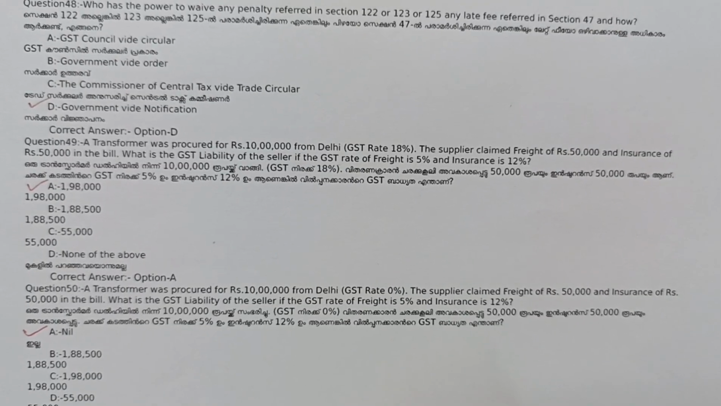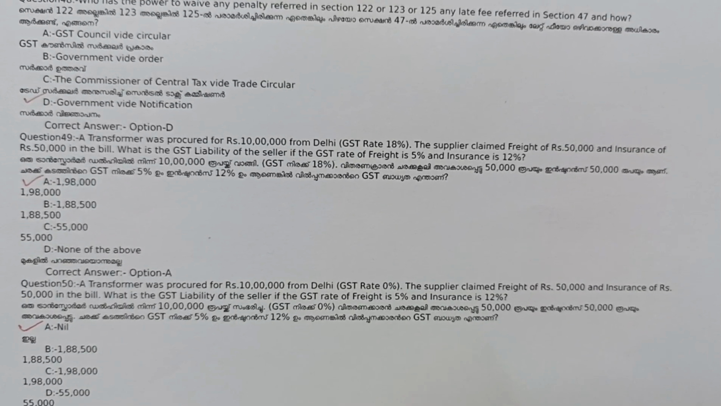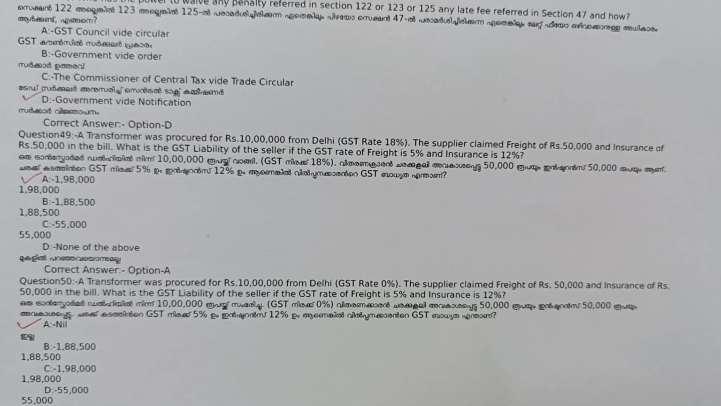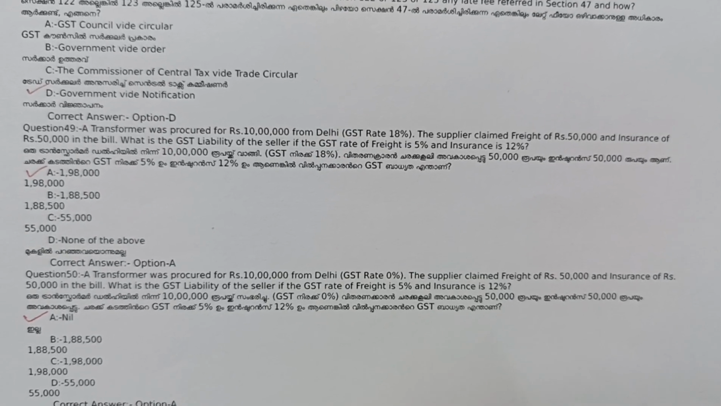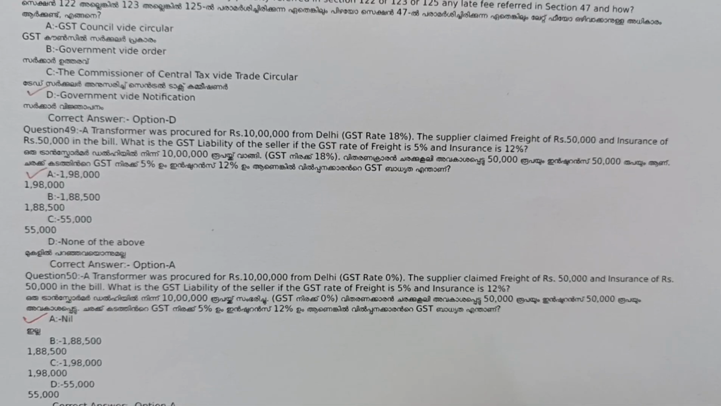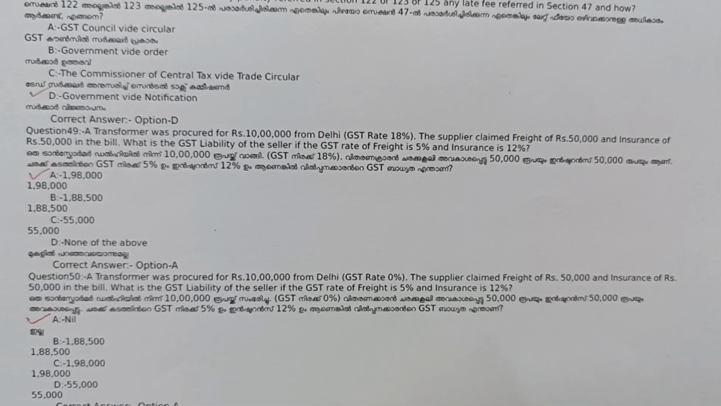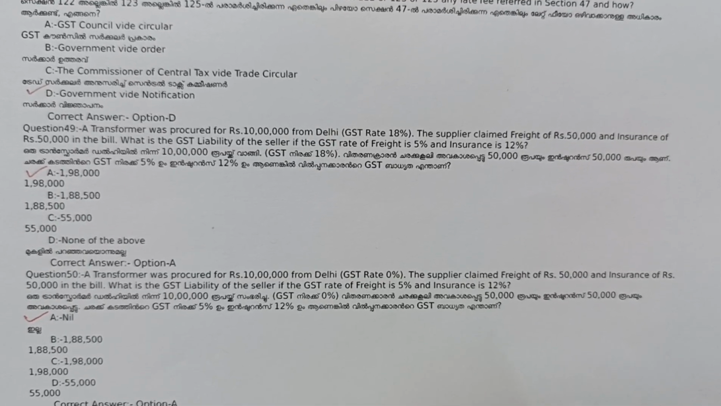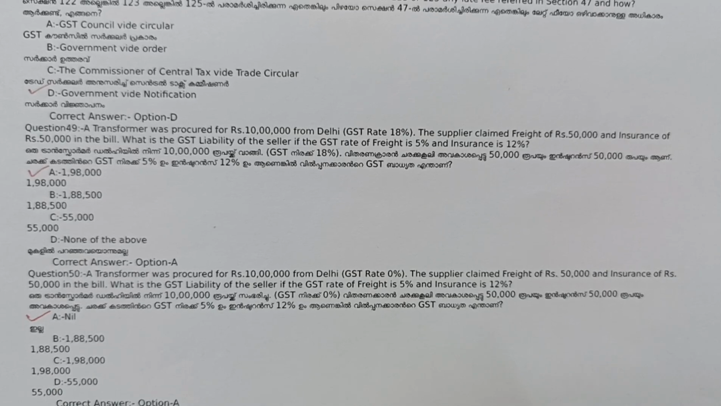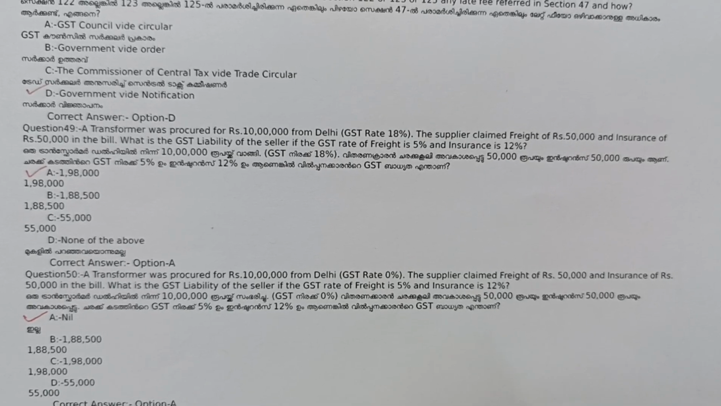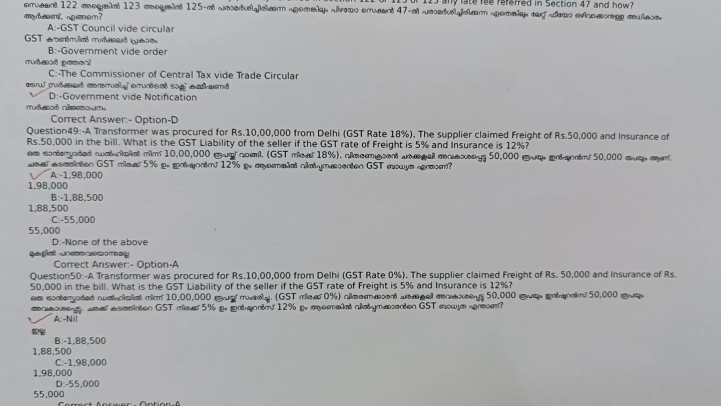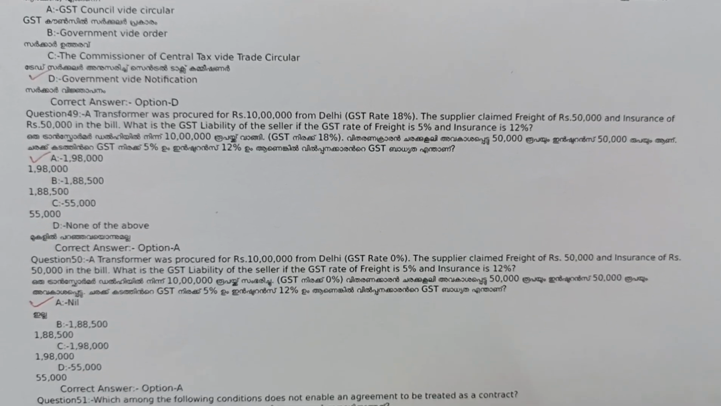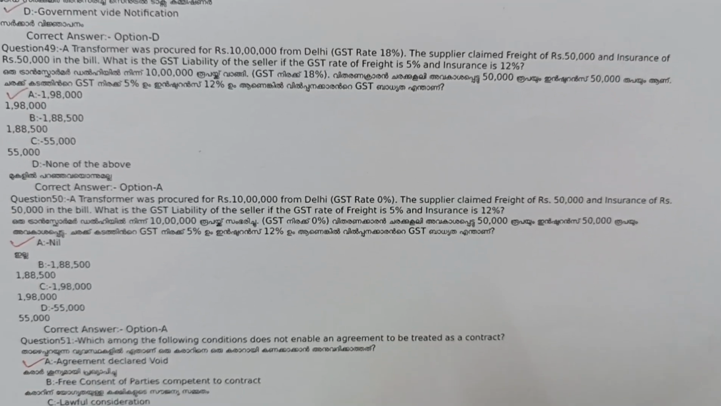Question 49. A transformer was procured for rupees 10 lakh from Delhi, GST rate 18%. The supplier claimed a freight of rupees 50,000 and insurance of rupees 50,000 in the bill. What is the GST liability of the seller if the GST rate of freight is 5% and insurance is 12%? Answer 1,98,000.